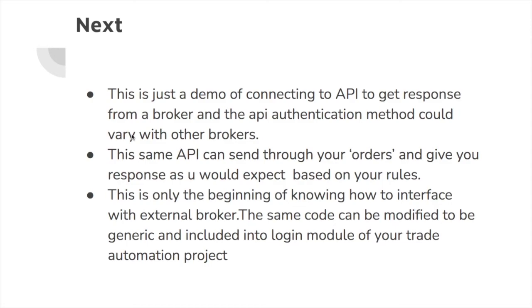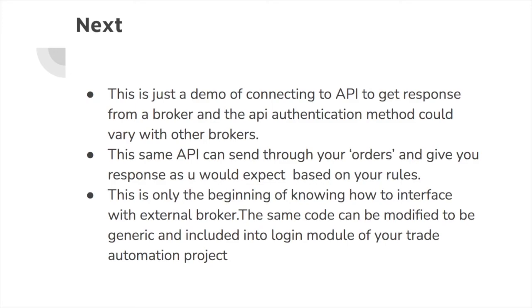I hope it helps. So this is a demo for connecting to the API and getting the response. Our aim is not to go in-depth. Our aim is how to interface or connect with the API that is exposed by the broker and get a response from there. That's all, right? Now, the API authentication method may be more or less the same, but there will be some differences depending on each broker, how the API security mechanism works. It may vary. We'll see the other brokers also later.